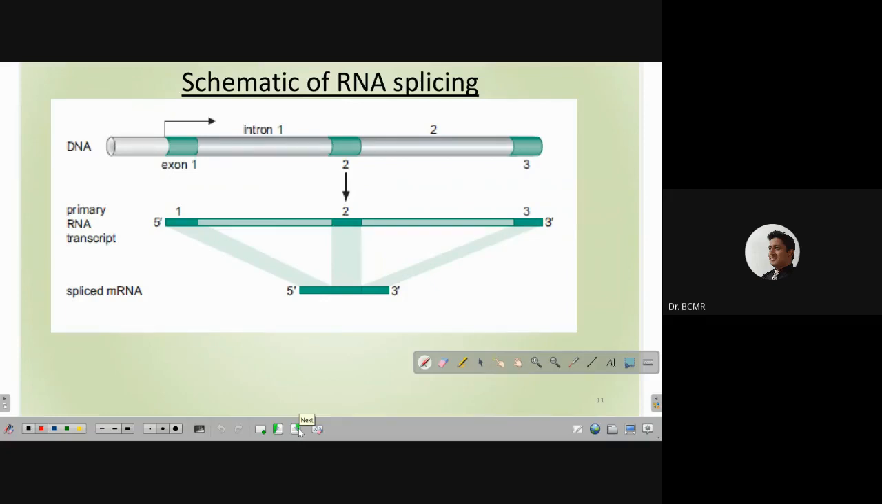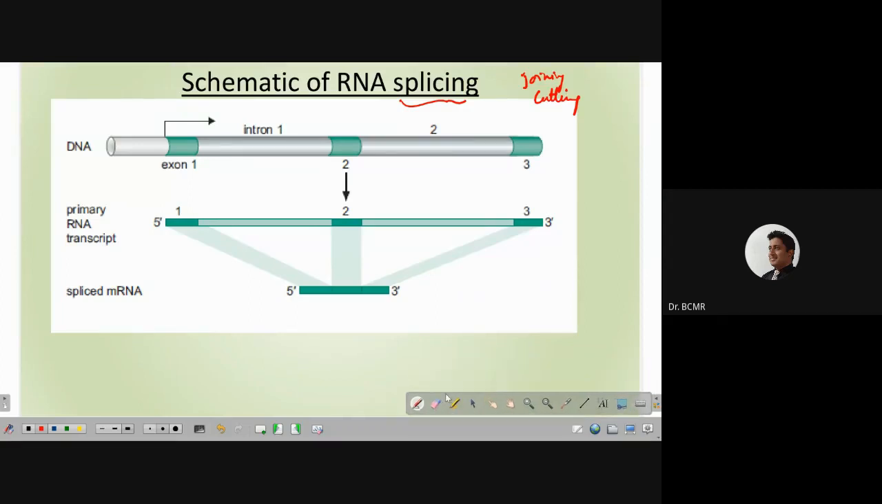Okay. I hope you remember about RNA splicing. What does the word splice mean? Is it joining or cutting? Splicing, if you see it, the meaning of it should be joining. Okay, I hope you remember.